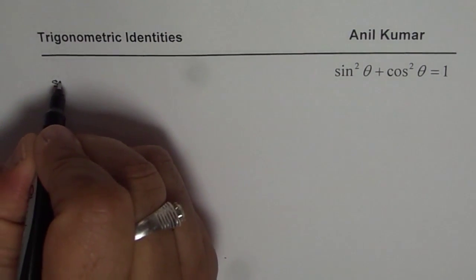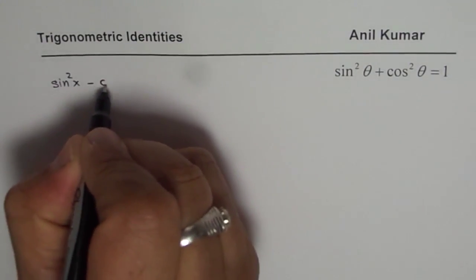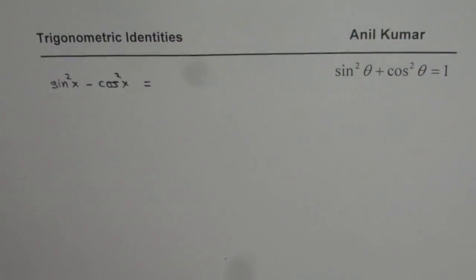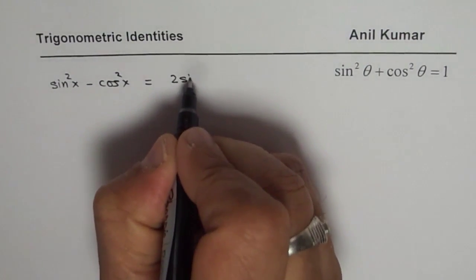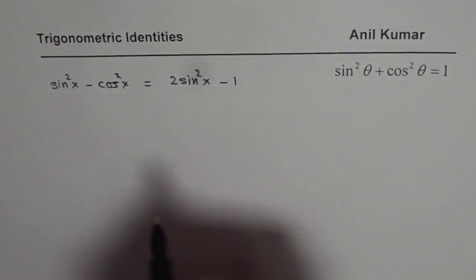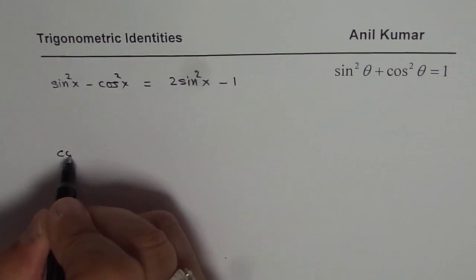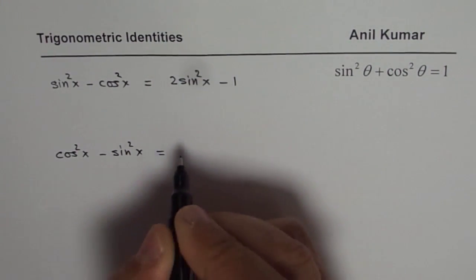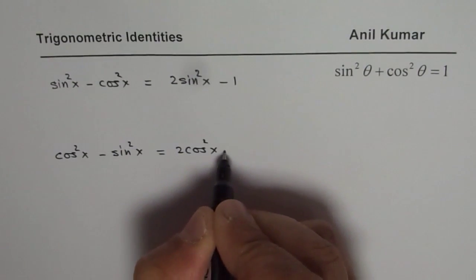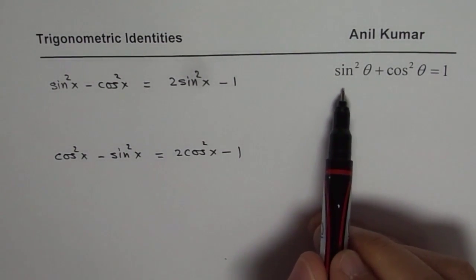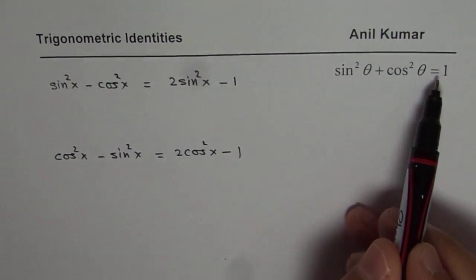So we'll start with, let us say we have sin square x minus cos square x. That is equal to what? We can start with this, and this is actually equals to 2 sin square x minus 1. So we'll prove this identity first, and then we'll also prove what is cos square x minus sin square x. Well, that could be written as 2 cos square x minus 1. So these are the two identities which we are going to prove in this particular video, and we'll use sin square theta plus cos square theta equals to 1, right?